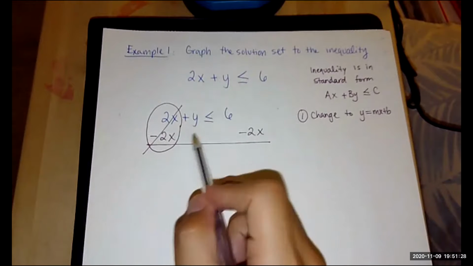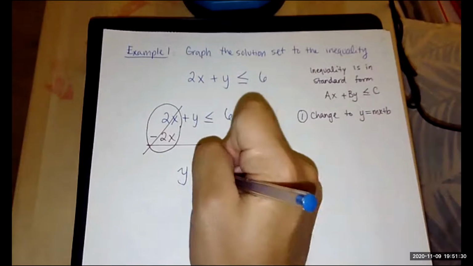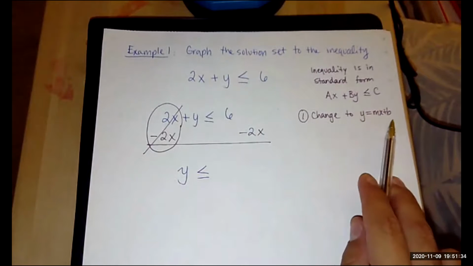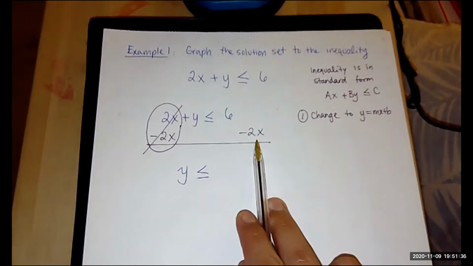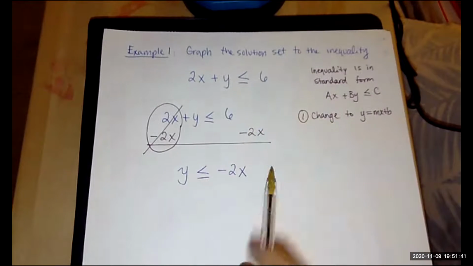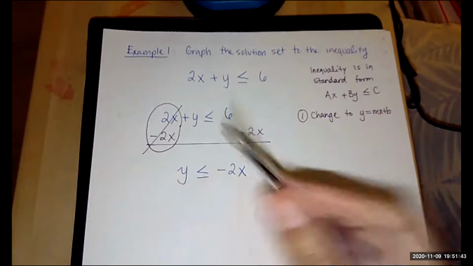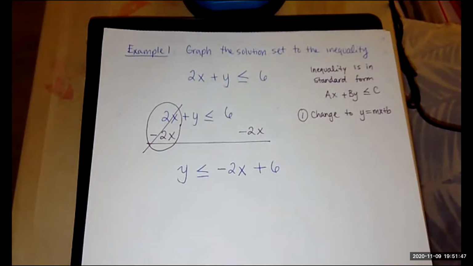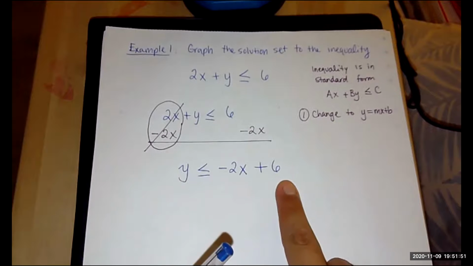That will leave me with y by itself. Y is less than or equal to. And then if I want this in slope-intercept form, then I want the x term first. I'm going to put minus 2x, and because this is a positive 6, I'm going to put plus 6. Does anybody have any questions about that part? Because this is in slope-intercept form now.